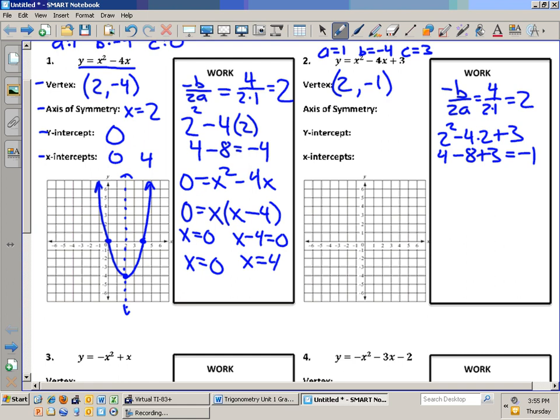Once we find the vertex, axis of symmetry is easy. X equals positive 2. Y-intercept is the c value, or 3. We can plot some information here. 2, negative 1. Draw my axis of symmetry right through it. Y-intercept of positive 3. I could reflect that over the axis of symmetry to get another point. But I'd also like to find my x-intercepts. And I do that by taking the function and saying equal to 0.